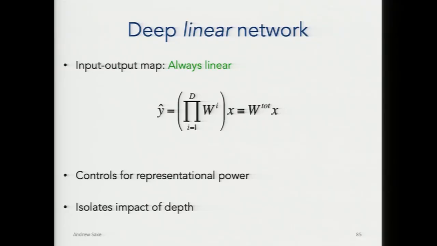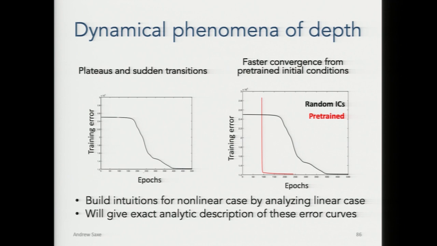All right, and as I've talked about before, this model is completely controlling for representational power because it's always just implementing a linear map, and it really only has depth in it. So that's useful, I think, for the brain sciences. It's a way of isolating the impact of depth. Okay, so I've talked about those points.